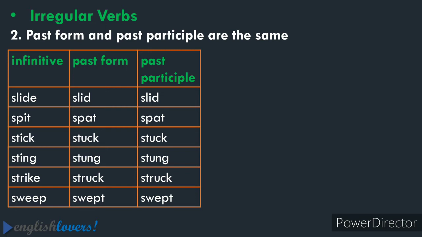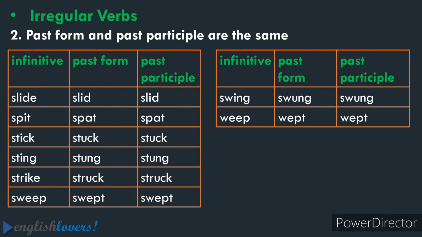What is sweep? Sweep is to clear something with the help of a broom or brush, to clean or clear something. That is a sweep. From that there is another noun, that is sweeper. So two more examples. Swing, swung, swung.